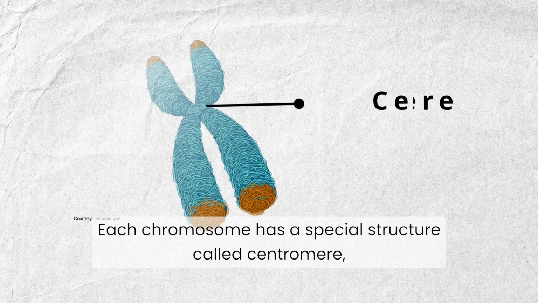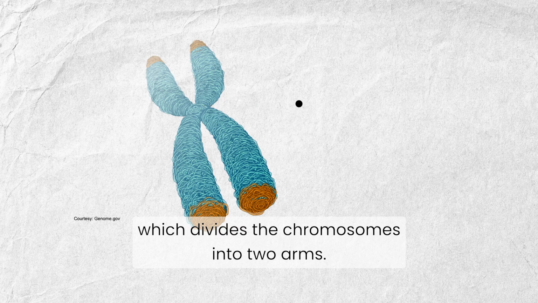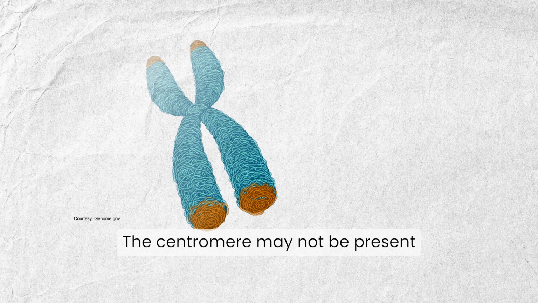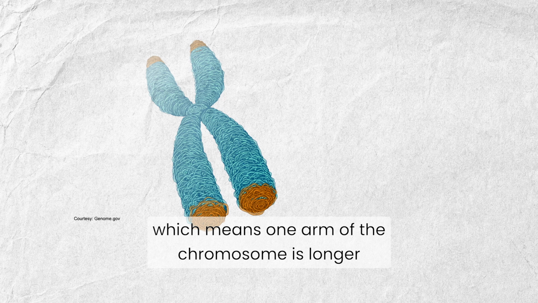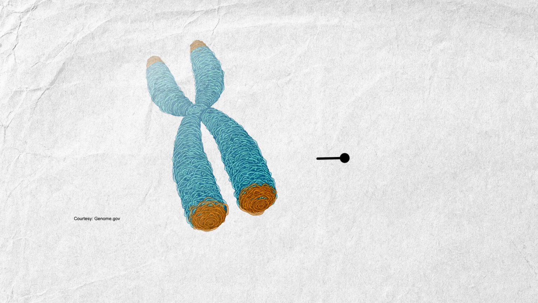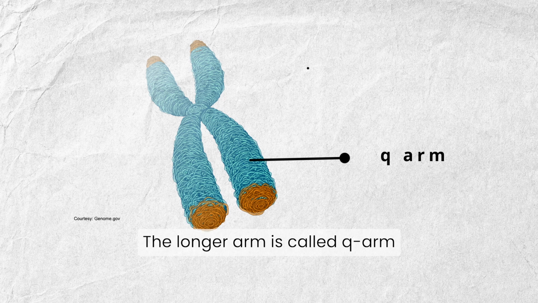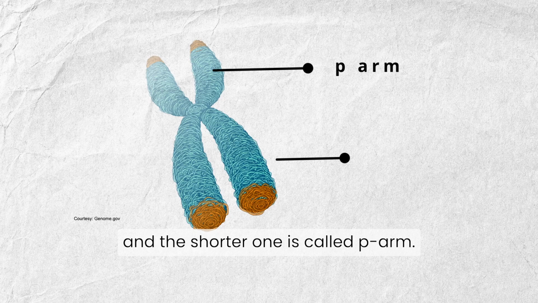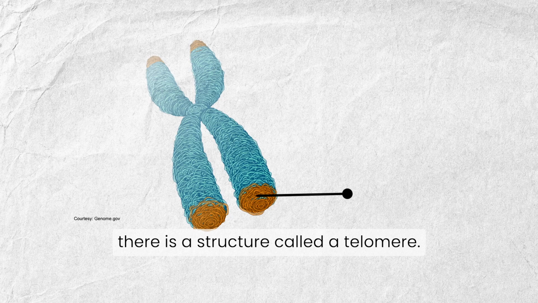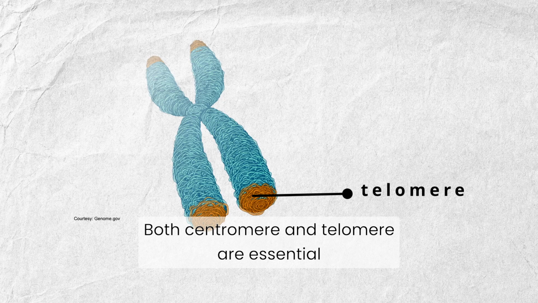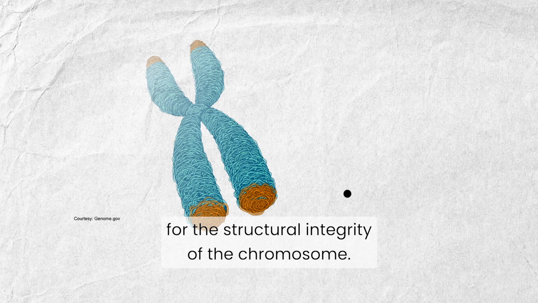Each chromosome has a special structure called the centromere, which divides the chromosome into two arms. The centromere may not be present at the center of the chromosome, which means one arm of the chromosome is longer and the other one shorter. The longer arm is called the Q arm and the shorter one is called the P arm. At the end of each arm, there is a structure called a telomere. Both centromere and telomere are essential for the structural integrity of the chromosome.